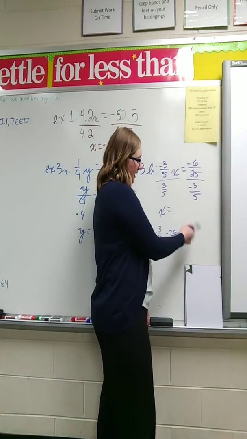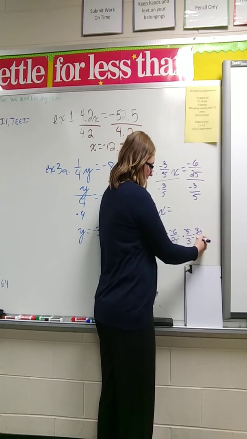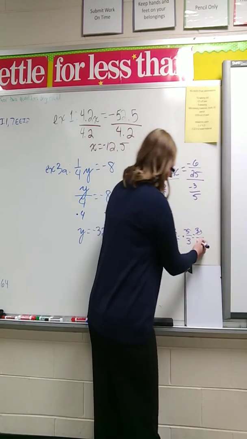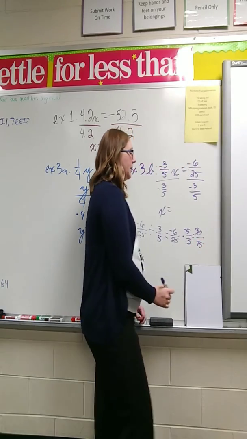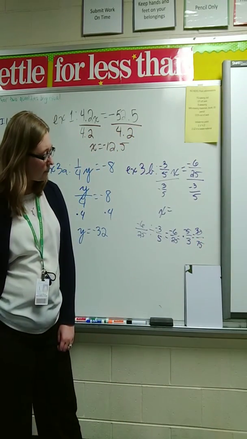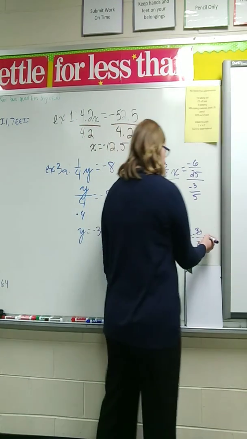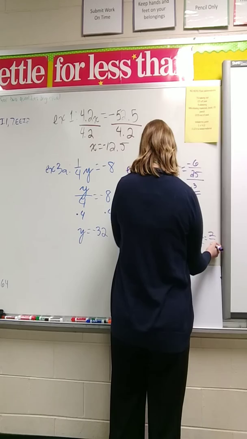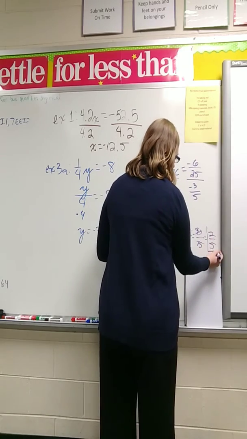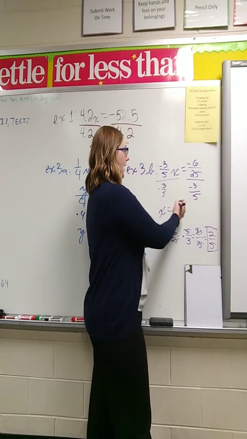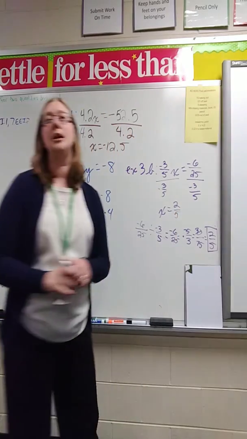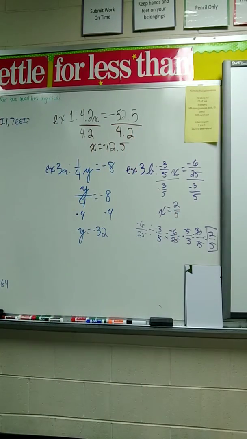Negative 6 times negative 5 is a positive 30. 25 times 3 is 75. Dividing both by 15, I get 2/5. So therefore x equals 2/5. My calculator people, was I correct? Yes. Good.